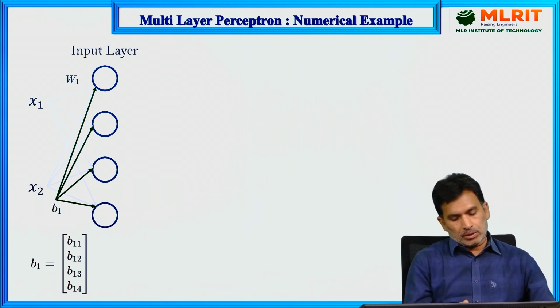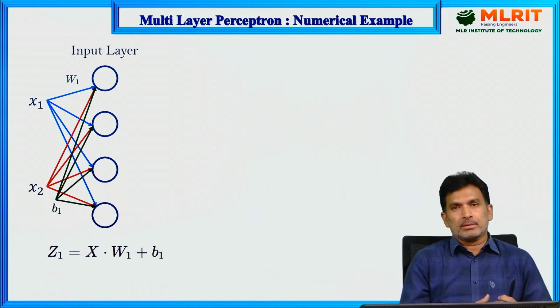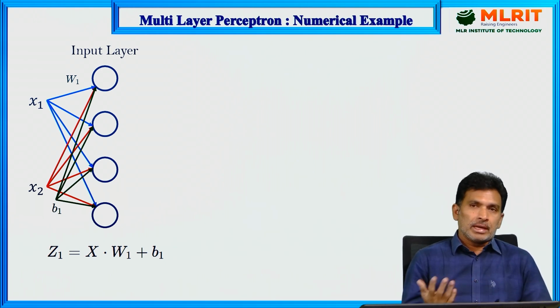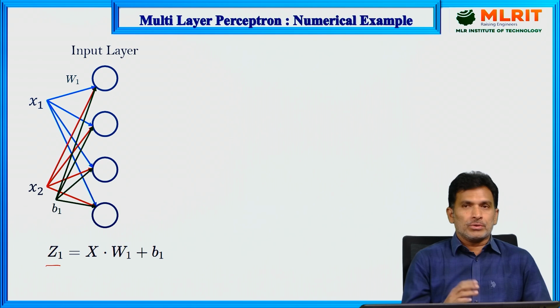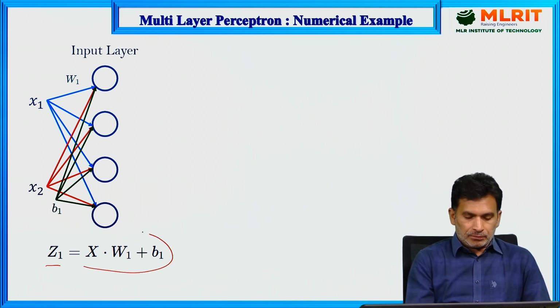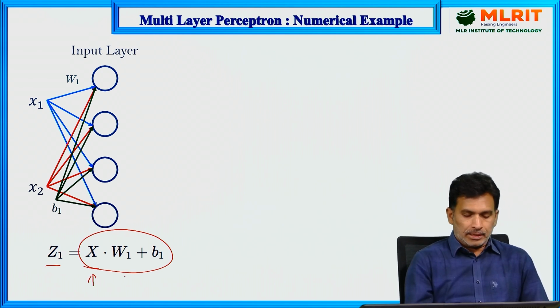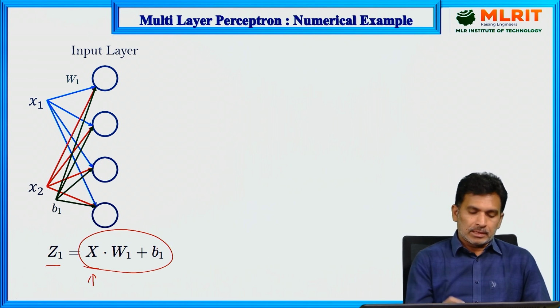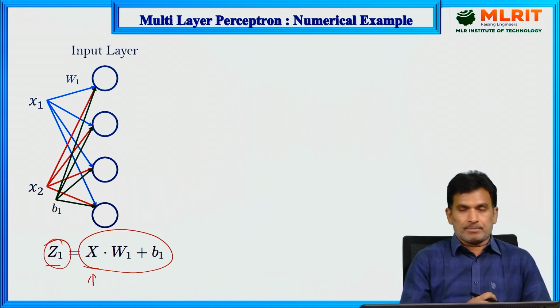So next, what needs to be done? As we discussed, there is the pre-activation and the activation. So Z1 will be the output produced by the computation: the weighted sum of x, the input, and w1, the weight matrix, and then we add the bias term. Then we supply this value to the nonlinear activation function.